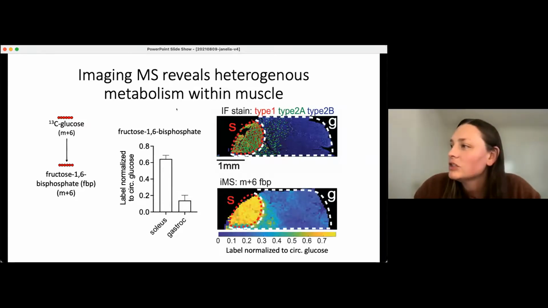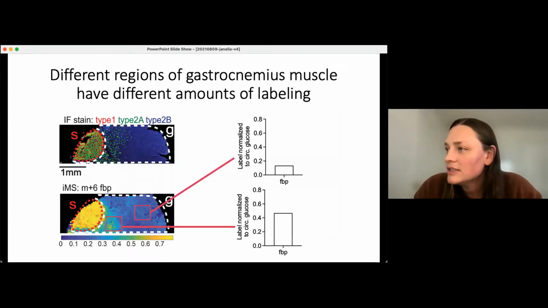And so here's some imaging mass spec data. And what I'm showing here is the fraction of fructose bisphosphate that is labeled from glucose. And so what we can see here is in the soleus, most of the fructose bisphosphate becomes labeled. And this matches very well with our LCMS data. And we can also see that gastrocnemius muscle has much less labeling. But what we can also start to see with MALDI that we can't see with LCMS is that there is more labeling in the redder part of the gastrocnemius muscle and less labeling in the white. And we can draw regions of interest here and quantify this and see these differences in labeling.